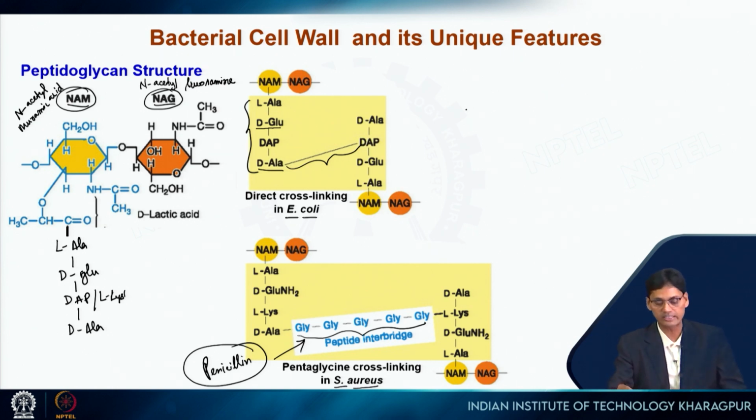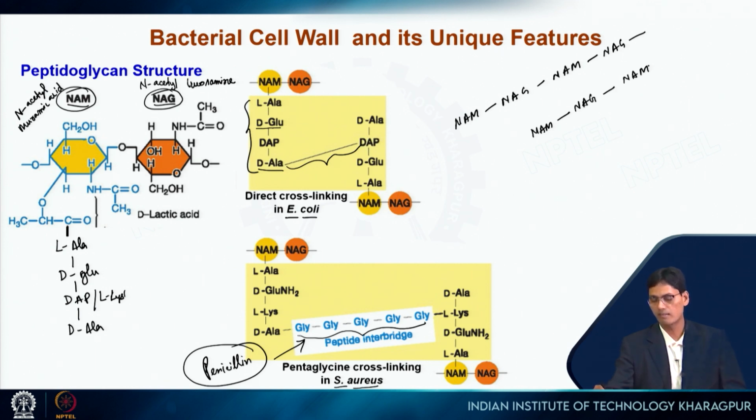Whatever I discussed about the peptidoglycan structure, you will get a more three-dimensional understanding if I draw it this way. So NAM, NAG, NAM, it's going like this. Similarly, NAM, NAG. So this way, these are the sugar polymer.